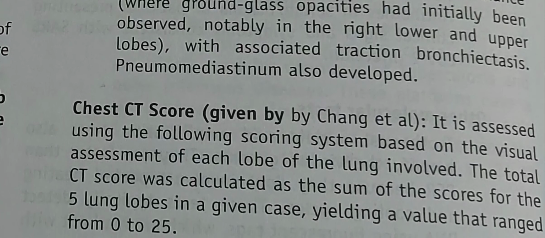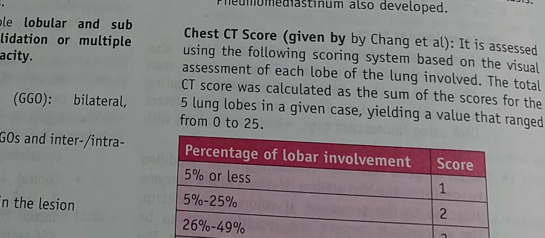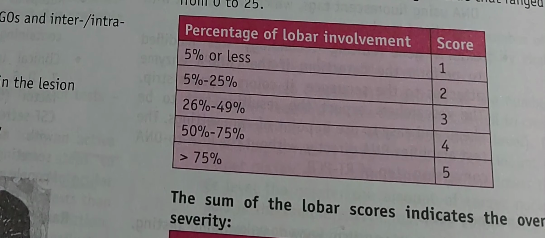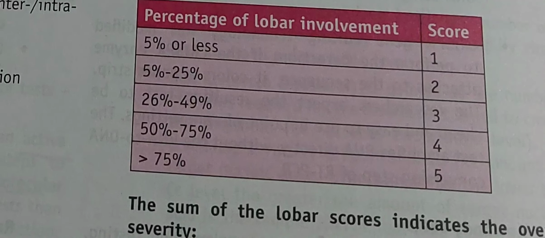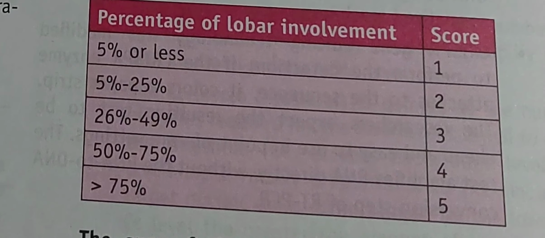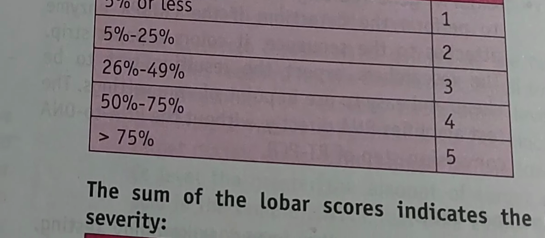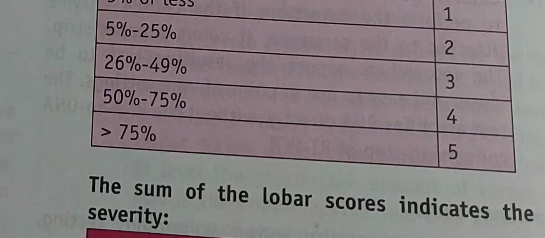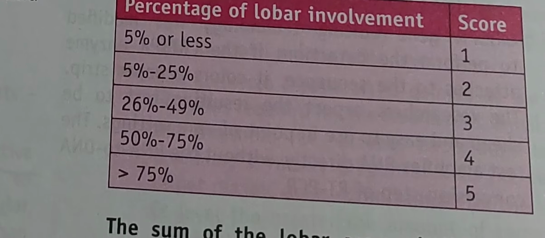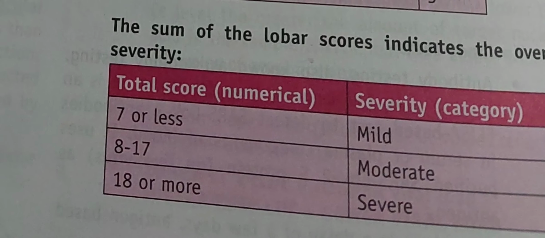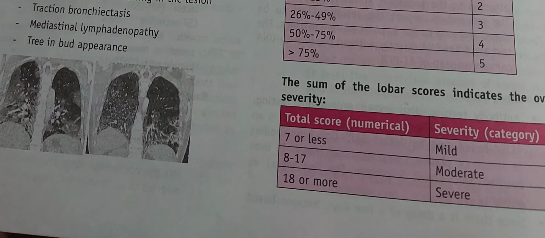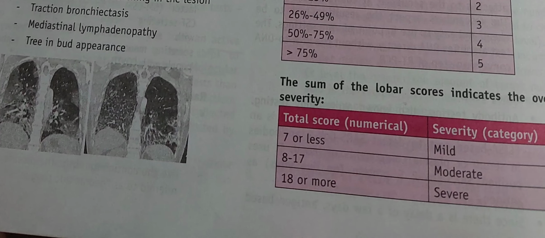Now, after that, this is important. There is a chest CT score which was always given. The score is according to the lobar involvement. If it is 1 score, it is less than 5%. But if it is 5, it is more than 75%. So you can correlate like this: 5%, 25%, 50%, 75%. The sum of lobar scores indicates the severity. It can be mild, moderate, or severe. If it is more than 18, it's very severe. If it is less than 7, it's actually mild.